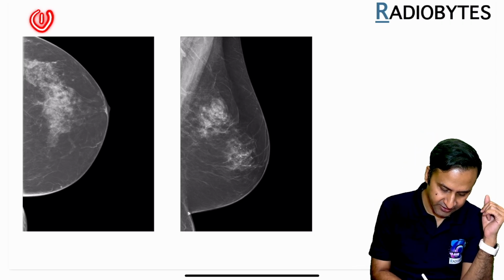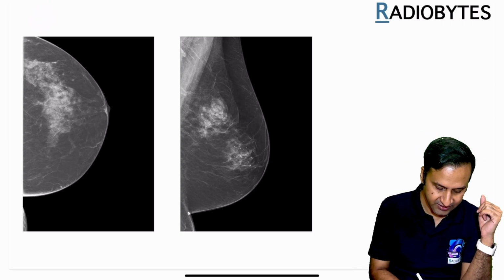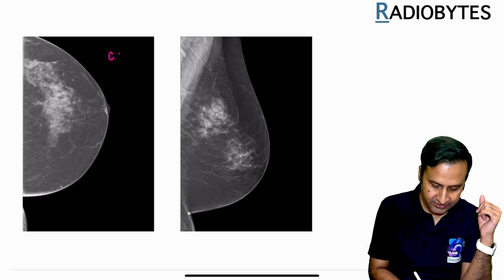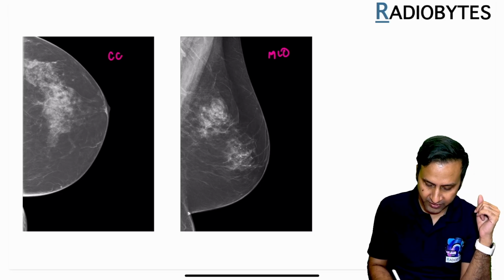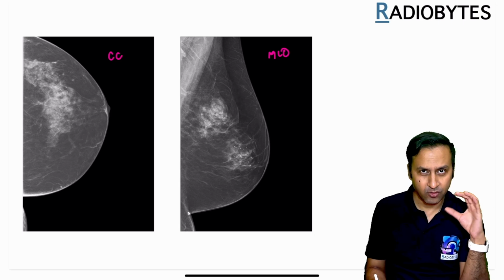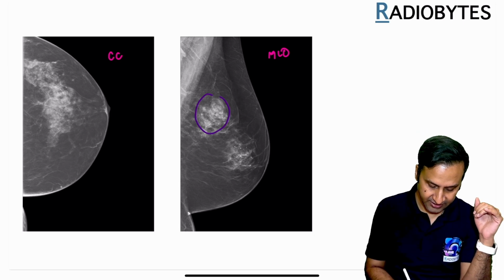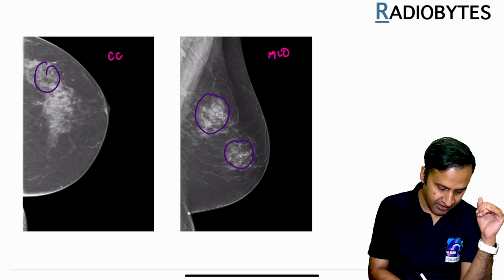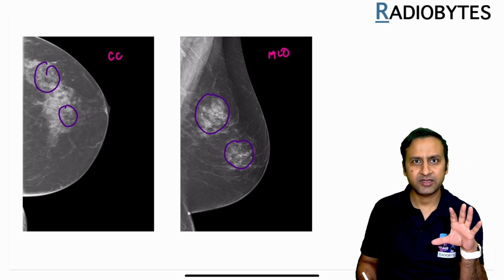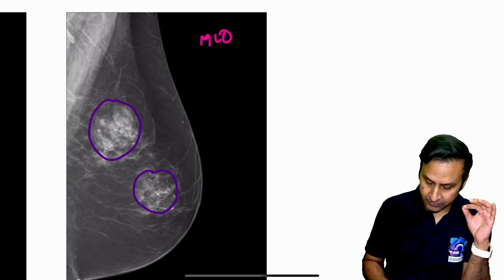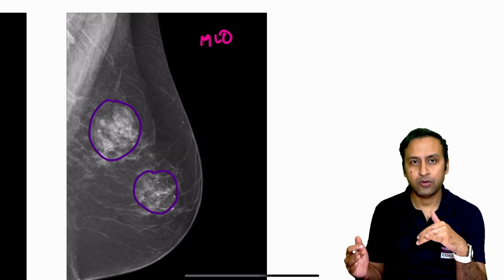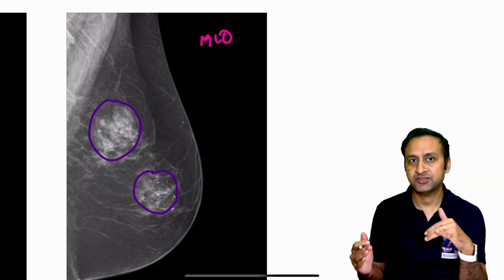Case number one, we've looked at this before as well. What do we see? It's basically the craniocaudal view and a mediolateral oblique view where multiple calcifications are present. We've already seen this case and we can see that there are multiple calcifications here, and here. Fine. This is something that we already know. So we'll be using the same protocol of description of calcifications as we've learned till now.